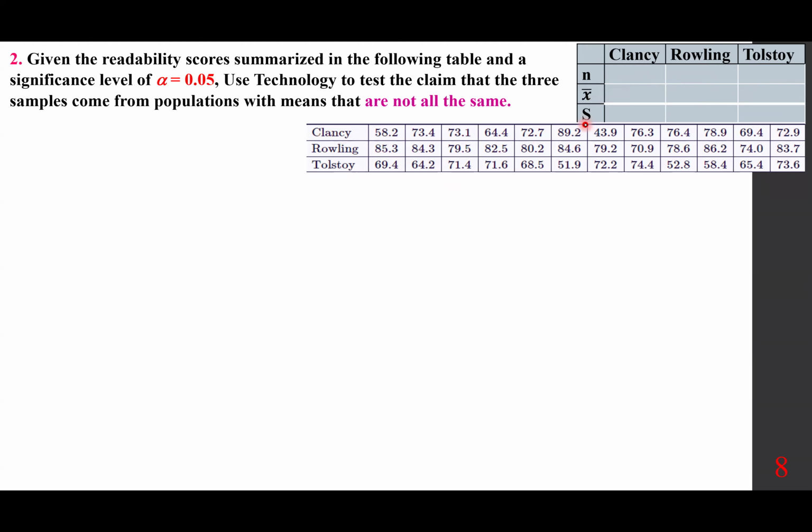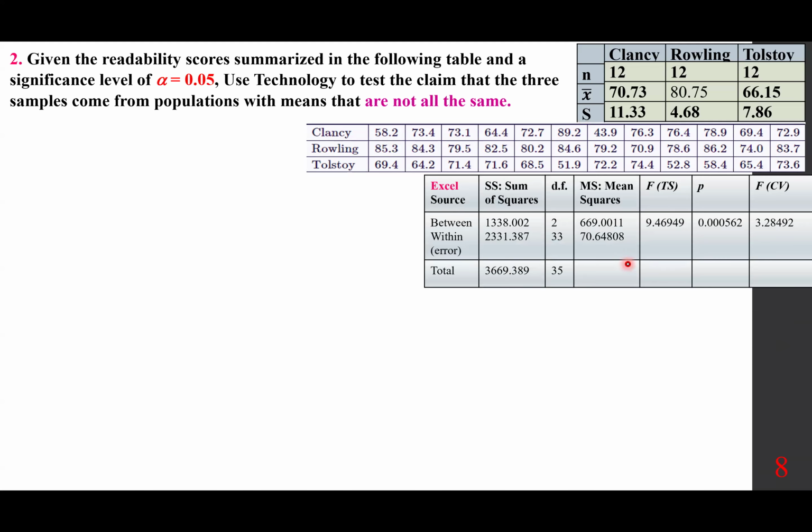So we calculate the s, of course, the standard deviation. This is again using a calculator. Also, this table comes from, more specifically, Excel. It can come from a TI calculator, makes no difference whatsoever. So we have 3 groups.